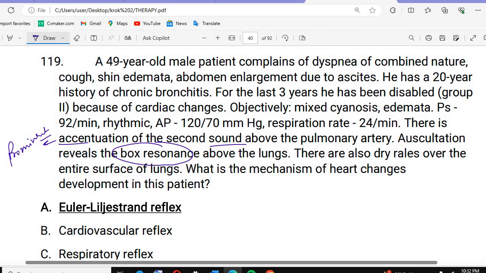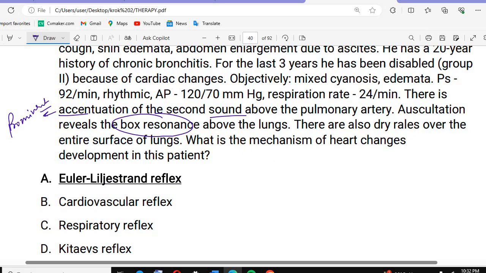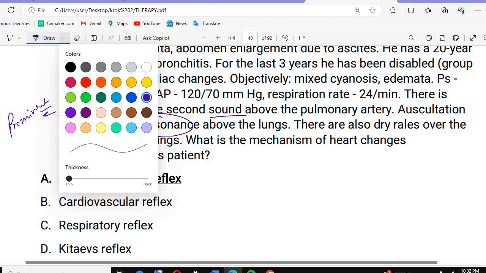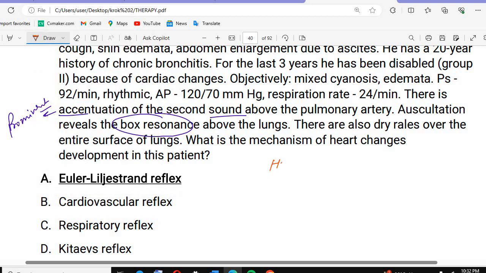What is the mechanism of heart changes developed in these patients? Now see, this is the condition that we see in the case of one disorder, that is hypoxic pulmonary vasoconstriction. The hypoxic pulmonary vasoconstriction will be there.